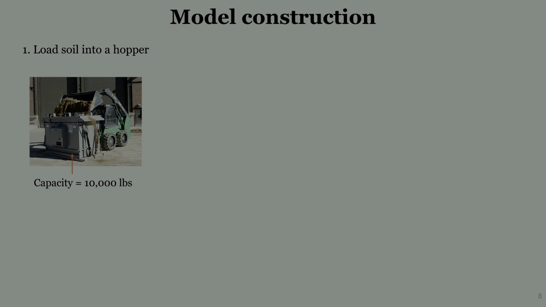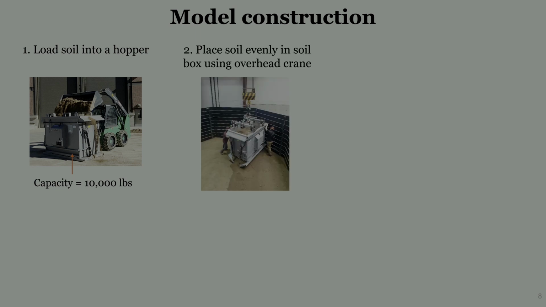For the model construction, first of all, we used a loader to load the soil into this big hopper, which can hold 10,000 pounds of soil at a time. Then we transport this hopper into our lab using a forklift, and use an overhead crane to lift this hopper. You can see there is a trap door at the bottom, which is hydraulically controlled. If we open this, we can distribute the soil inside the model box, and we use this crane so that we could distribute the soil evenly and make our life much easier.